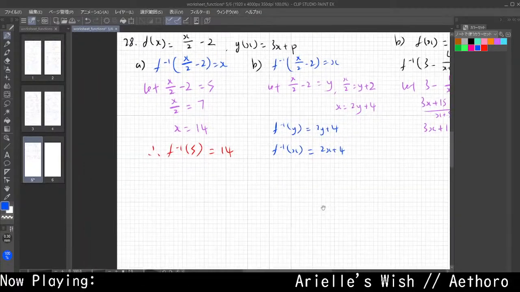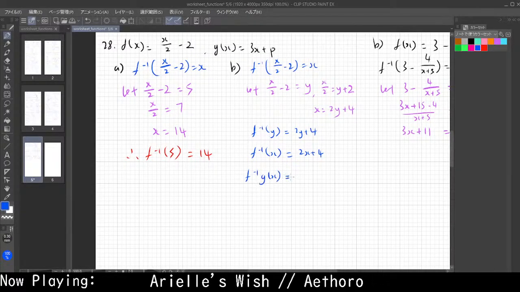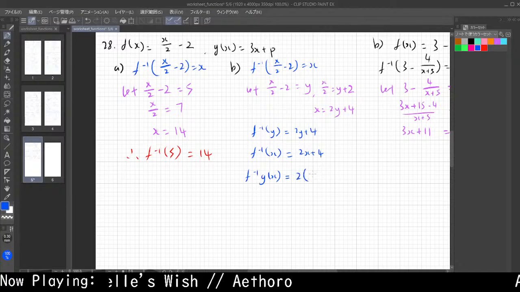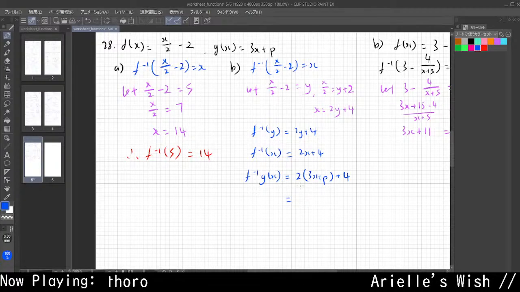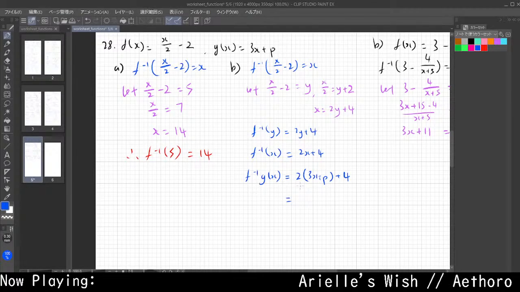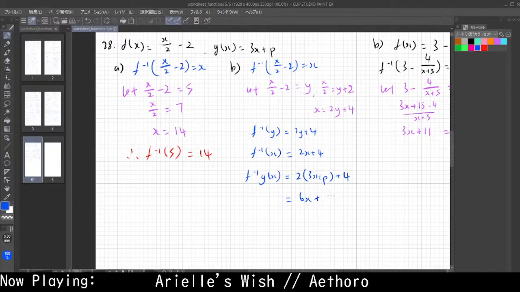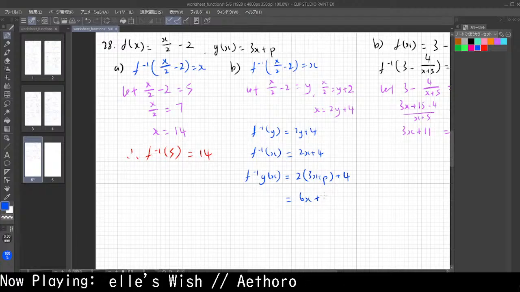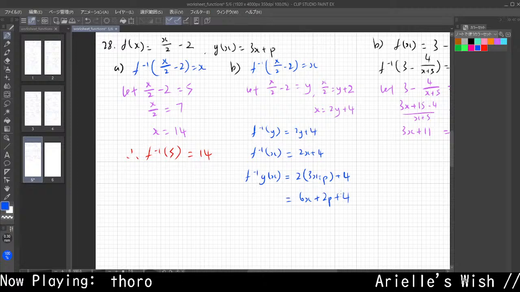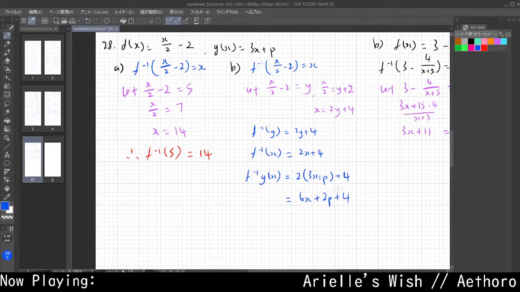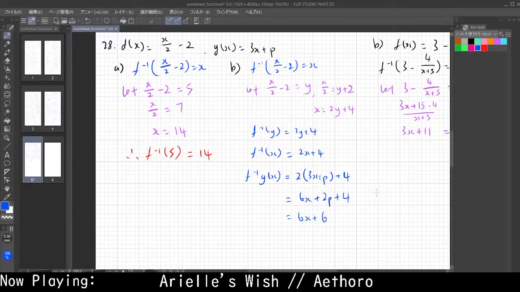f inverse g is then 2 bracket 3x plus p, plus 4. Multiply the 2 inside into the bracket: 2 times 3x is 6x, plus 2 times p is 2p, plus 4. Okay, so now you can compare with the one given in the question. This is equal to 6x plus 6.